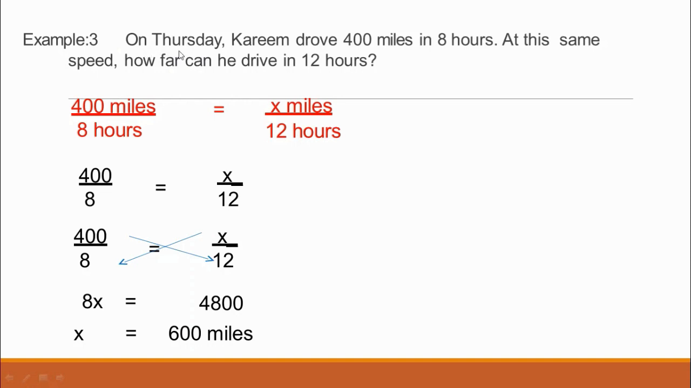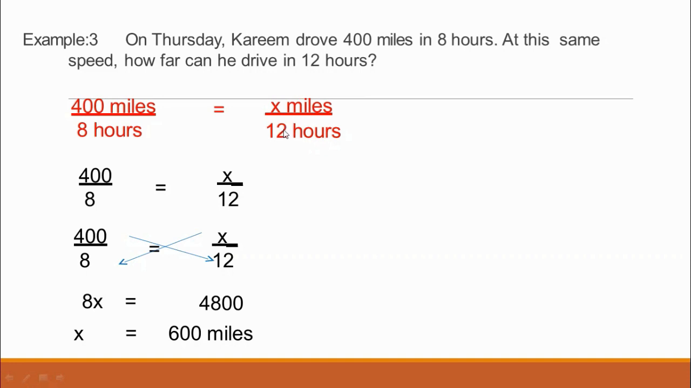Third word problem. On Thursday, Kareem drove 400 miles in 8 hours. At this same speed, how far can he drive in 12 hours? So we can write 400 miles divided by 8 hours, a ratio of 400 to 8 hours, and x is the unknown: how far can he drive in 12 hours?